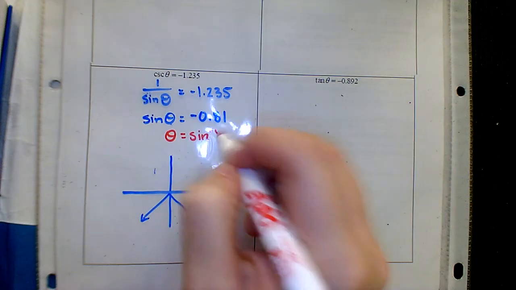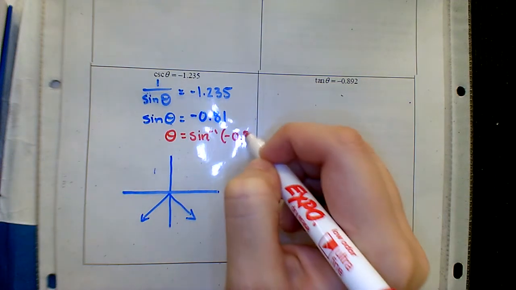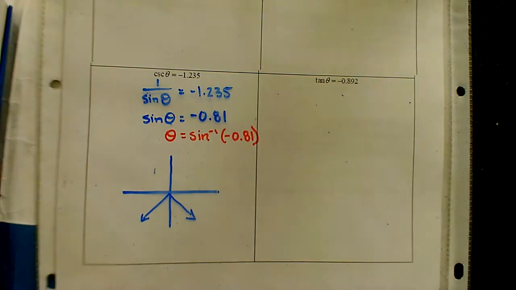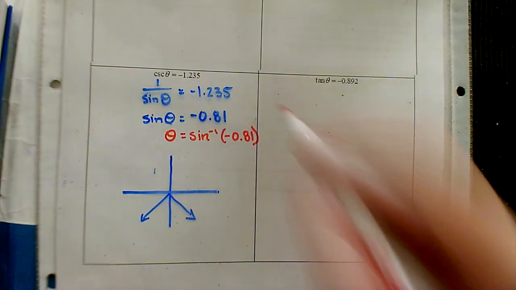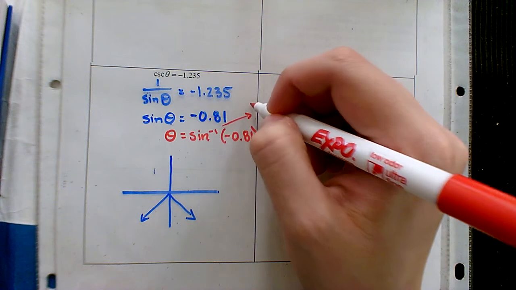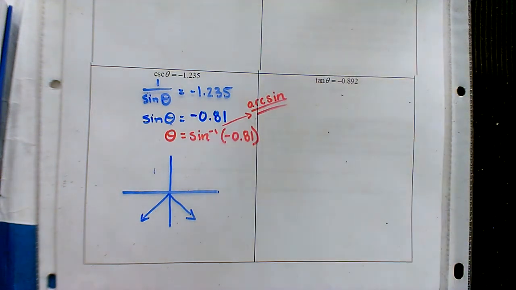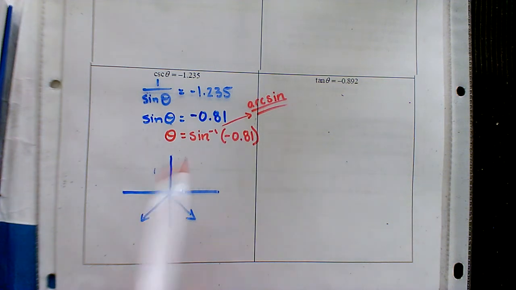That would bring in a sine inverse. Some mathematicians refer to that as arc sine. Not sure if you've seen that before or not. In some textbooks you might see arc sine, arc cosine, arc tangent. That just means inverse. We get into that a little bit more in calculus. But it's just a synonym.